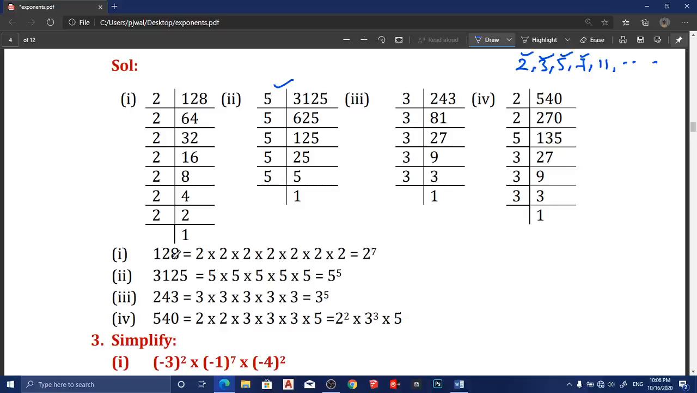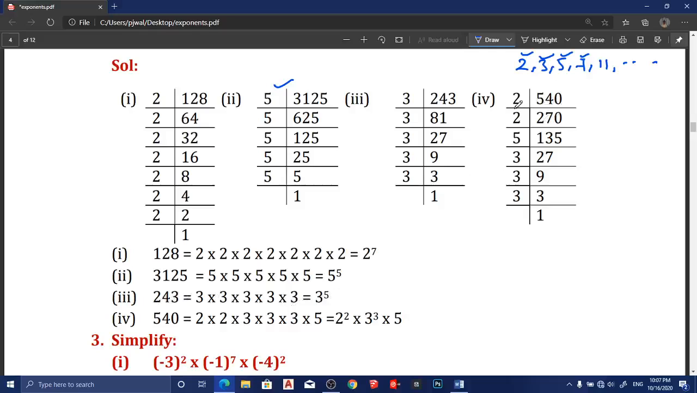So first number you can write in the form of 2 raised to the power of 7, because how many 2's are there here? Count here, 7 2's. That's why 2 raised to the power of 7. Here 5 times, 5 raised to the power of 5. Here 3, 5 times, so 3 raised to the power of 5. 243 is equal to 3 raised to the power of 5.